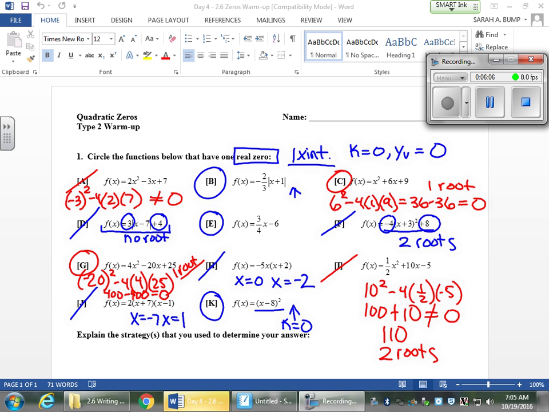Each of them has their own method. Vertex form, again, you're looking to see if the y of the vertex is 0. Standard form, you're looking to see if the discriminant is 0. And intercept form, unless the factor repeats, will always have 2 zeros. And there was one linear thrown in there, and linears always have one x-intercept. So that's an explanation on that.